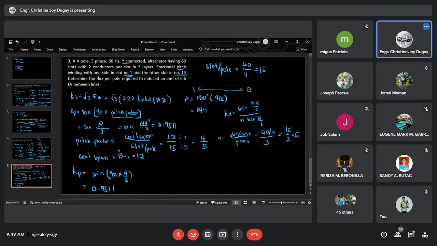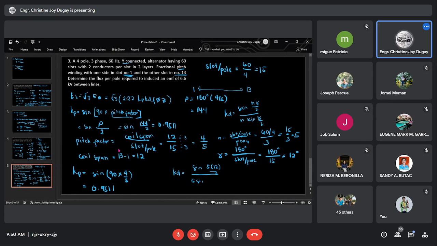Tama po ba? And ang gamma po natin, that is equal to, anong formula ulit natin? 180 degrees over slot per pole. Tama ba ako? Yes po. That is equal to 180 degrees divided by 15. 180 divided by 15, 12 ba? 12 degrees.